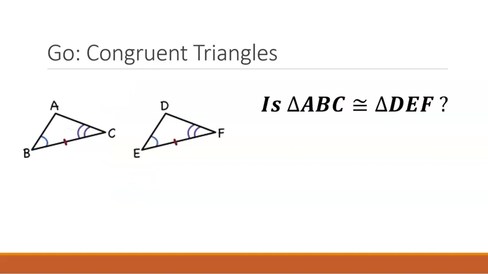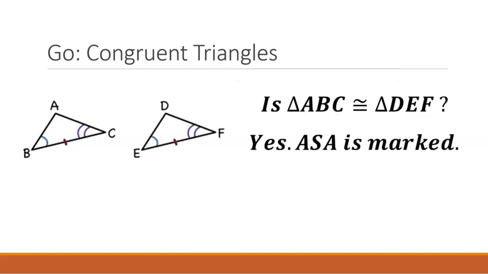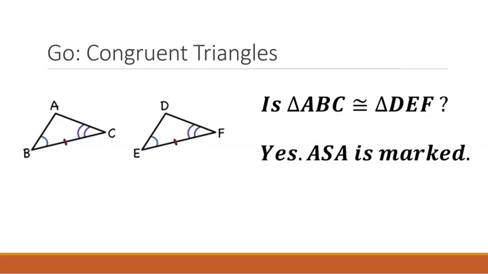In this example, is triangle ABC congruent to triangle DEF? Angle B and angle E have been marked congruent. Angle C and angle F have been marked congruent, and their included side has been marked congruent. Yes, these triangles are congruent by angle side angle.